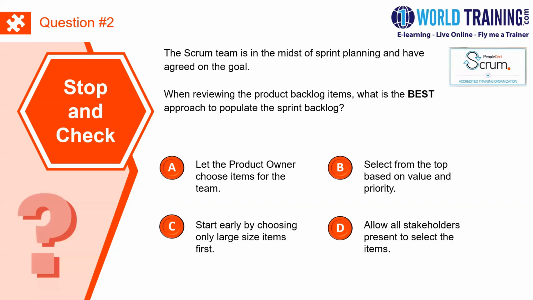Option A, let the product owner choose the items for the team. Option B, select the top items based on value and priority. Option C, start early by choosing only large-size items first. Option D, allow all the stakeholders to present and select the items. We discussed that when selecting items from the product backlog for the sprint backlog, you should start from the top, based on value and overall priority. So option B is the correct answer for this question.